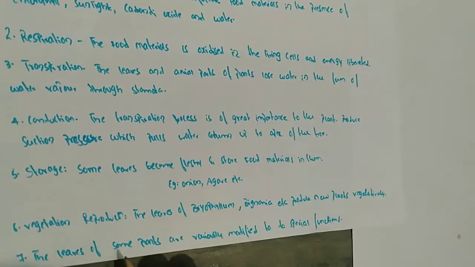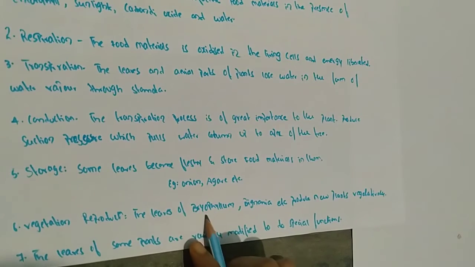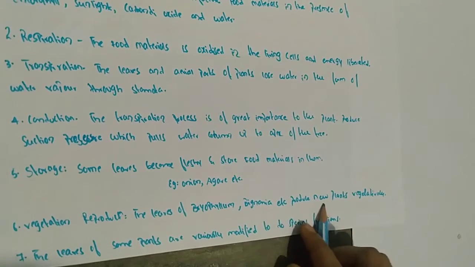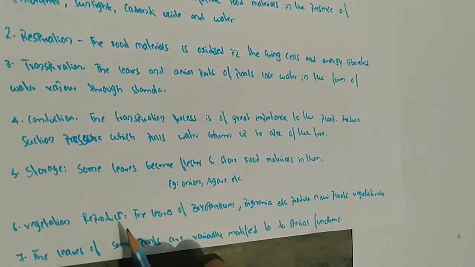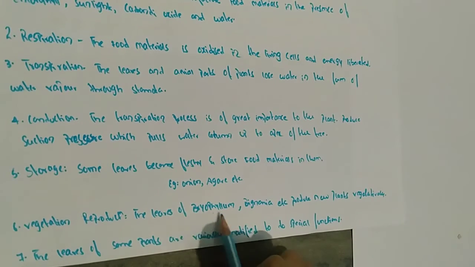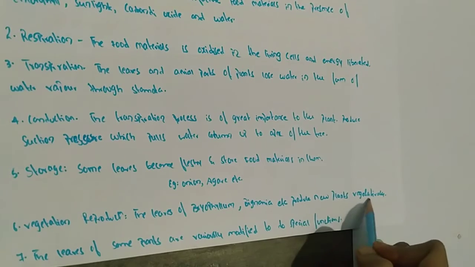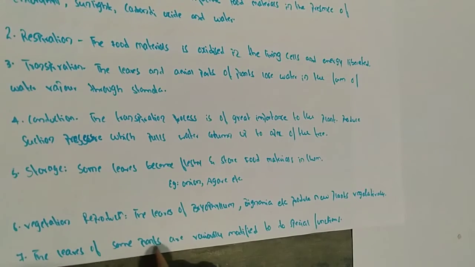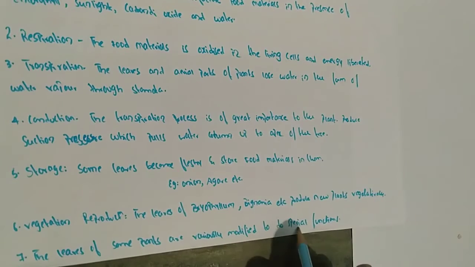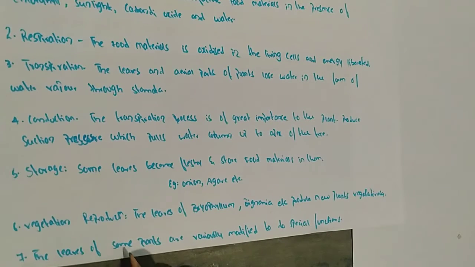Next, vegetative reproduction. The leaves of bryophyllum and begonia, etc. produce new plants vegetatively. Vegetative reproduction means if any part of the plant is cut, that part will grow into a new plant. The leaves of some plants are also variously modified to do special functions.